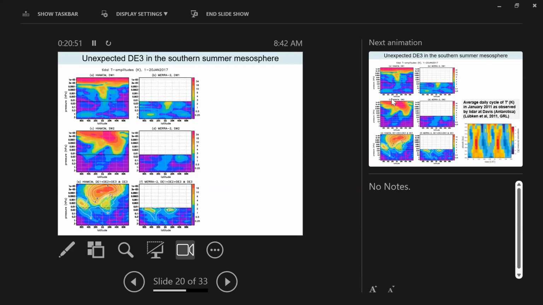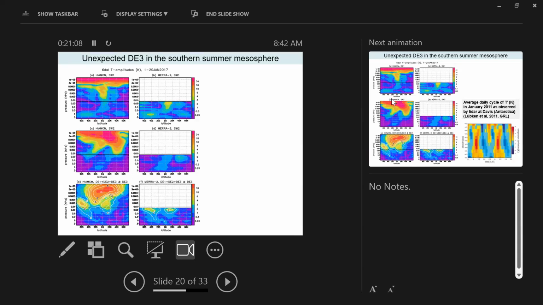And this result is summarized here in these figures, where you can see the tidal amplitudes of the different components, DW1, SW2, and here all eastward, non-migrating eastward tidal components, and the DE3 with white contours.